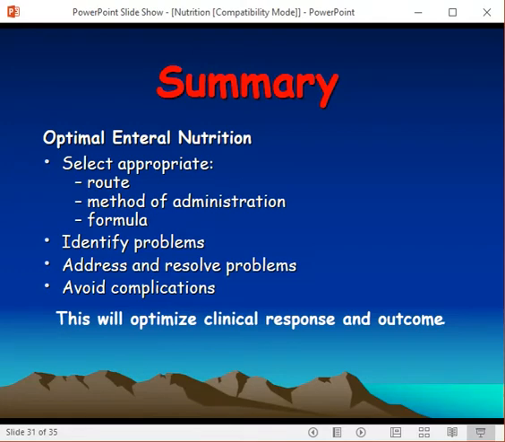So, in summary, for optimal enteral nutrition, you select the appropriate route, method of administration and formula, identify the problems, address and resolve the problems, avoid complications. This will optimize clinical response and outcome.